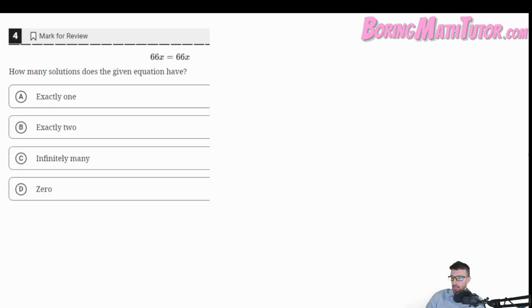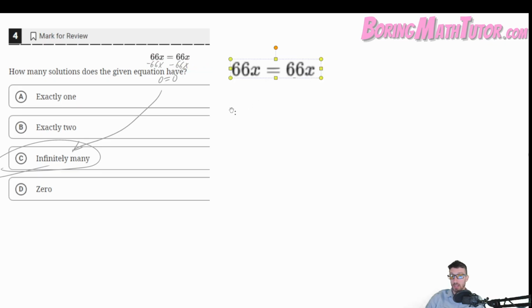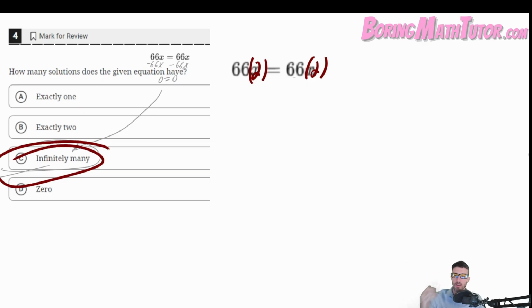So we can try to solve this equation, but if we did that, we're going to end up getting 0 equals 0. And when that happens, it means you have infinitely many solutions. You can also just go back to the original thing and think about what kind of numbers could you have used? Well, could I have used 1 for x? Of course, because 66 times 1 will equal 66 times 1. Could I have used 2 for x? Well, yeah, absolutely. 66 times 2 will equal 66 times 2. So I could do this with an infinite amount of numbers.